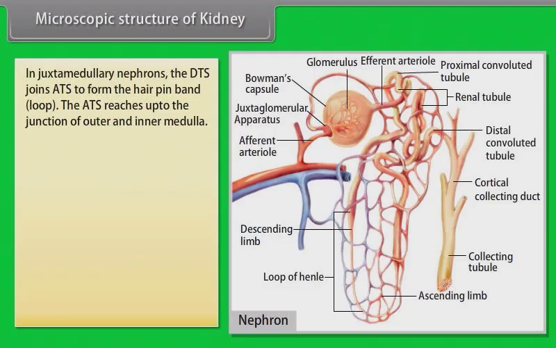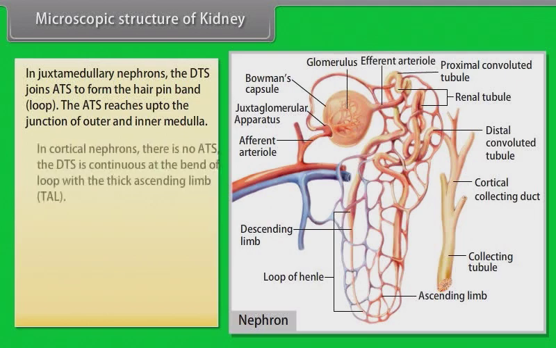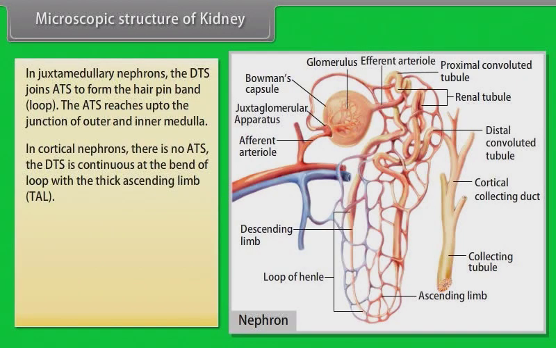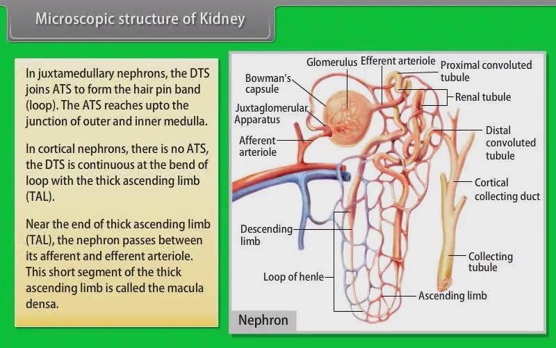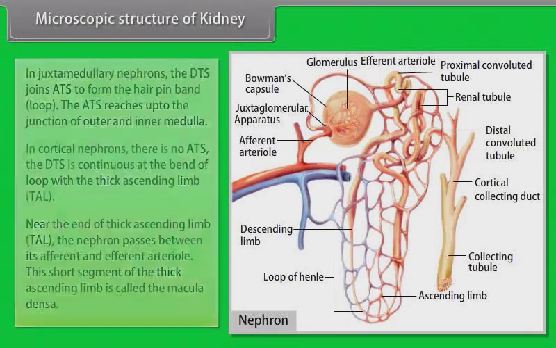The ATS reaches up to the junction of outer and inner medulla. In cortical nephrons, there is no ATS. The DTS is continuous at the bend of loop with the thick ascending limb. Near the end of thick ascending limb, the nephron passes between its afferent and efferent arteriole. This short segment of the thick ascending limb is called macula densa.